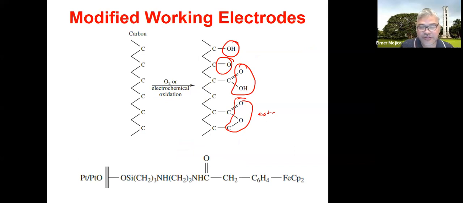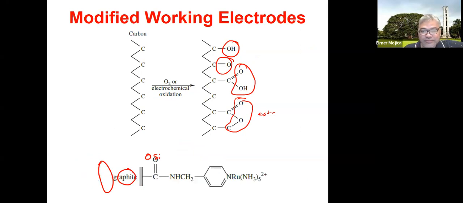Okay, so if you look here, what happened here? There is a silane. So we could say there's a linking agent here that is made up of the organosilane, bonded to the functionalized surface. So this is the surface that you have. So when you have that, you can modify the stuff that you have. Or you can have a graphite here.